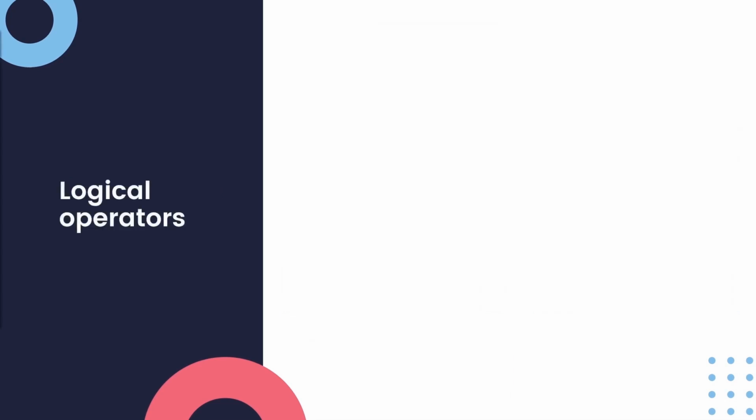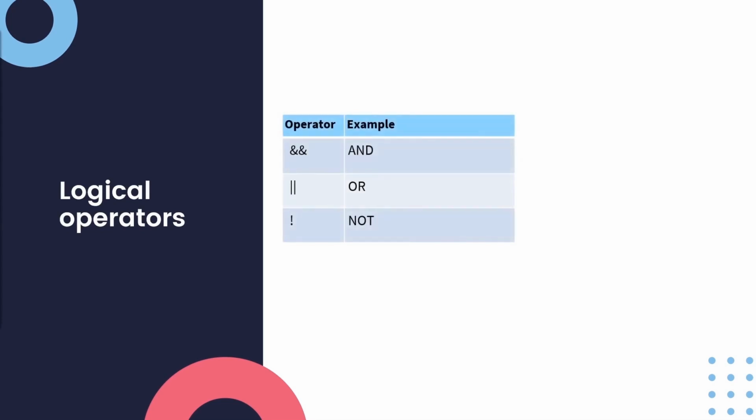And as our last type of operator, we have logical operators. And once again, here is a list of those operators. First, we have double ampersand, which implies and. We have two concatenation bars, which implies or. And then we have an exclamation mark, which you've seen before, which implies not. Now, let's have a look at a couple of examples.